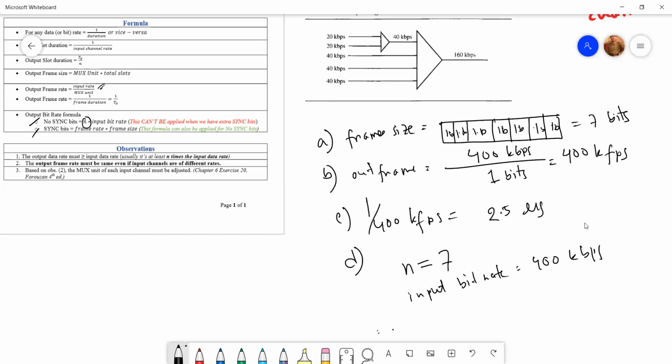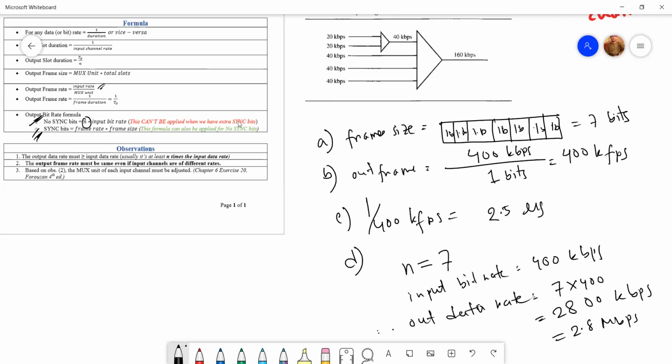So we can simply compute the output data rate. Output bit rate and output data rate are the same thing. We can use this formula, and we can also use the other formula, and they give the same answer. So 7 into 400 kbps is going to be 2800 kbps, or 2.8 mbps. So this was using the first formula.